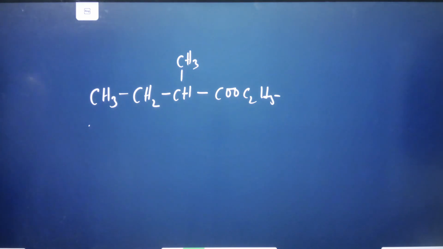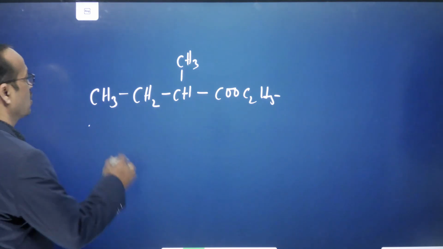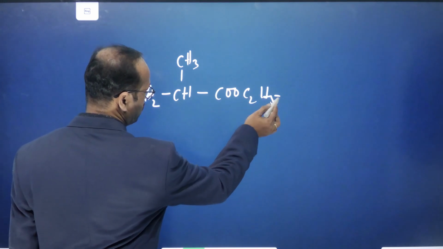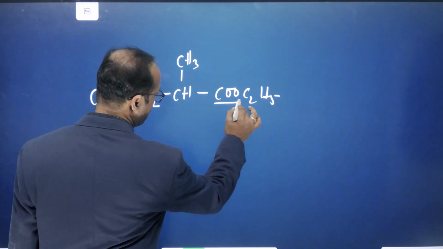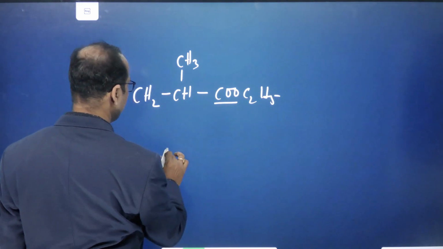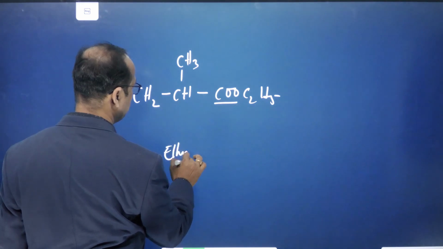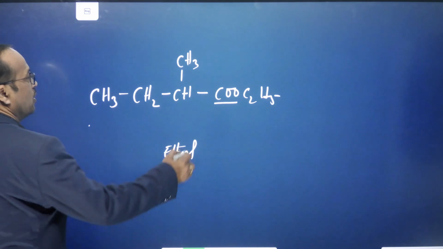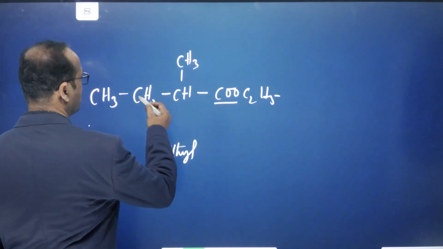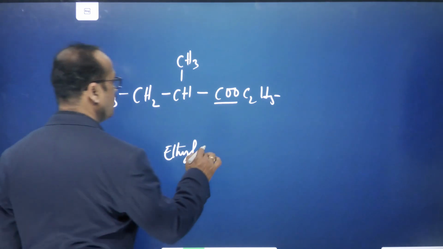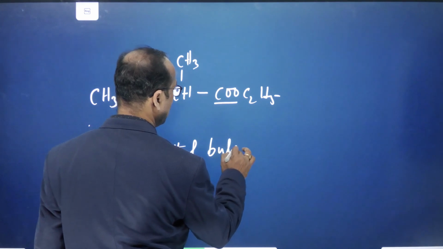So how can you give the name? First, the longest chain. Which is the longest chain? This is the longest chain. Right. So here COOC2H5 is there. So for this functional group, there is C2H5. C2H5 is called what? Ethyl. Right. Now, here if you start 1, 2, 3, 4. So 4 is what? Butane. So write butanoate.